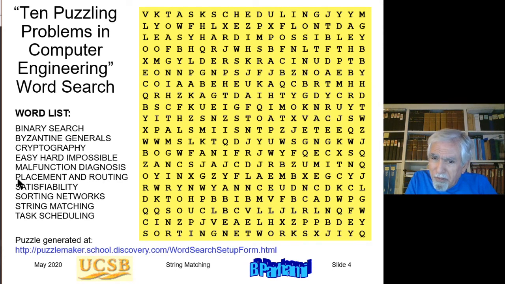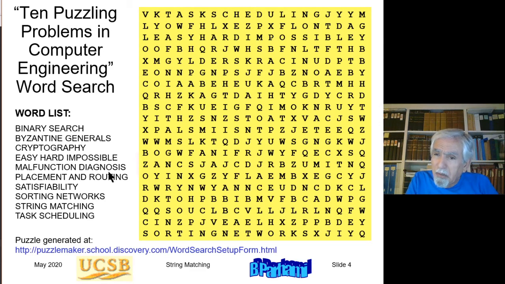So let me count the placement and routing. How many letters? 2, 4, 6, 8, 10, 12, 14, 16, 18, 19. And what is the size of the puzzle? 2, 4, 6, 8, 10, 12, 14, 16, 18, 20. So let's see if I can find something. Maybe, let's say, malfunction diagnosis. How many letters there? 2, 4, 6, 8, 10, 12, 14, 16, 18, 20.